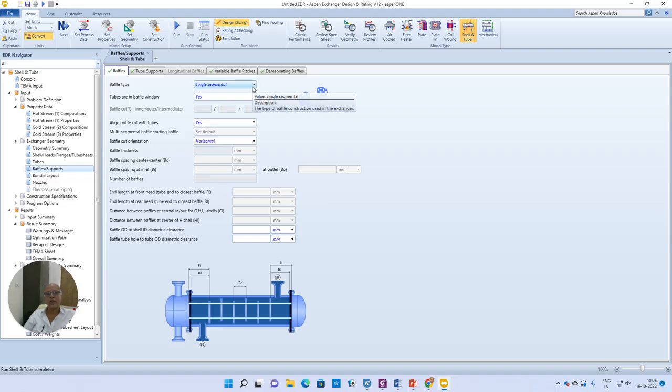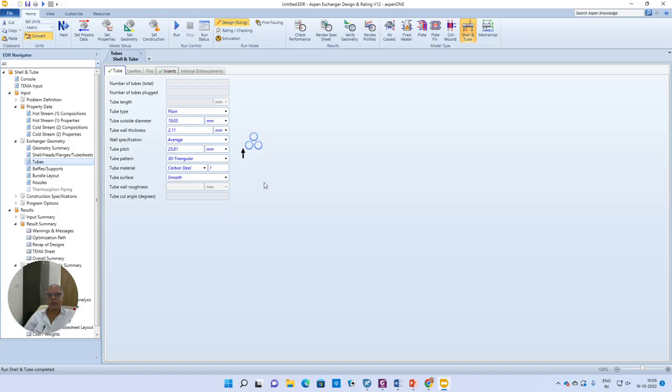Now, by default, the simulator was taking a single segmental baffle, so you have other possibilities. Similarly, you can also say what the baffle cut is. Generally, 25% is taken by default. If you want the other way, you can also define this. Let me try to redesign this problem with some simple modification.